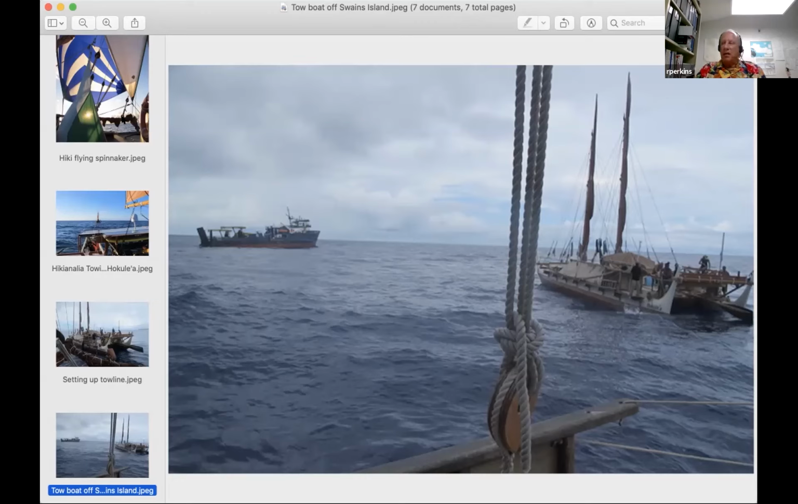So I just wanted to give you an idea of the size of the boats. When we went through the Panama Canal, we had a huge steel something. I think it was a crew boat. It must have been 120, 130 feet long.